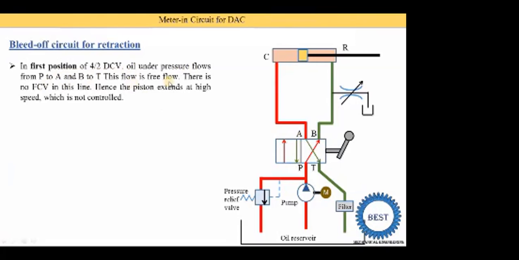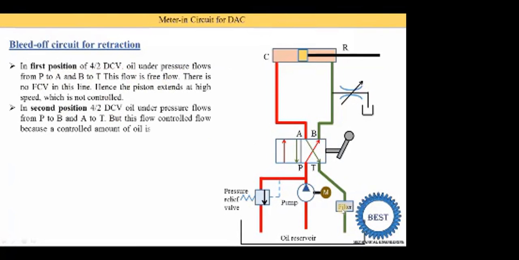This flow is free flow. There is no FCV in this line, hence the piston is extended at the higher speed, which is not controllable. In the second position, this diagram is for the second position.